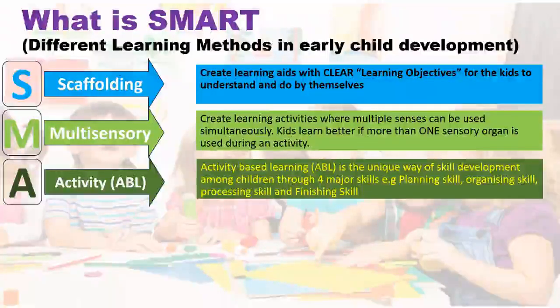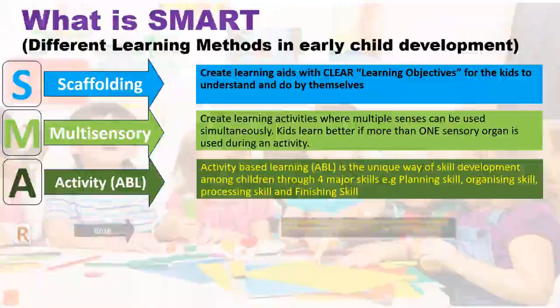So we'll be discussing there are 4 major skill areas that we are going to develop, but the whole idea of activity-based learning is that it has to be structured well. If activities are not structured, if activities are not connected to the right objective, then it becomes a little bit ineffective while we are talking about the skill development of the children.